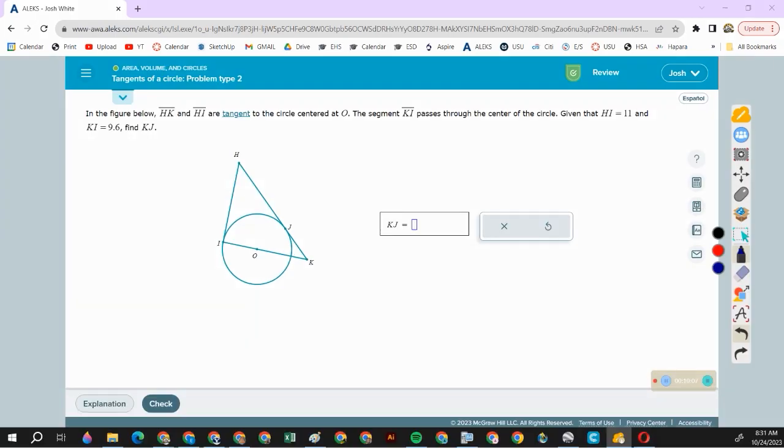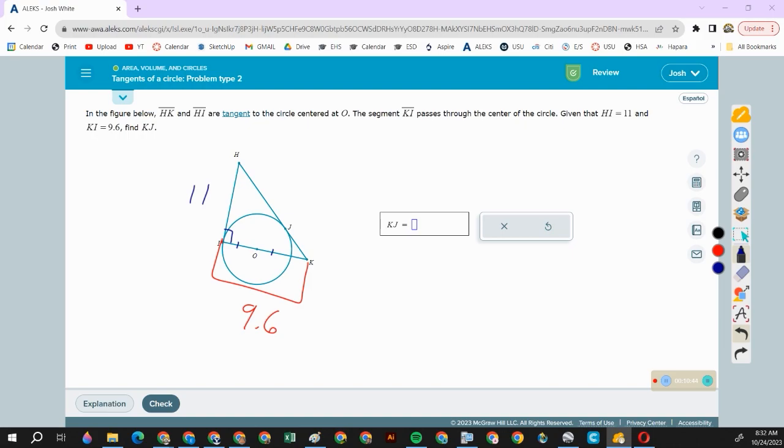All right. So I know that this is a right angle because HI is tangent. And the segment KI passes through the center of the circle, so I know that both of those are radii. And HI is 11. And KI, so this distance here, is 9.6. How big is KJ?